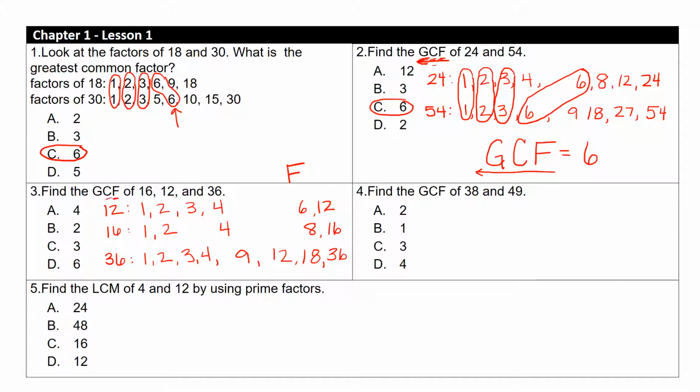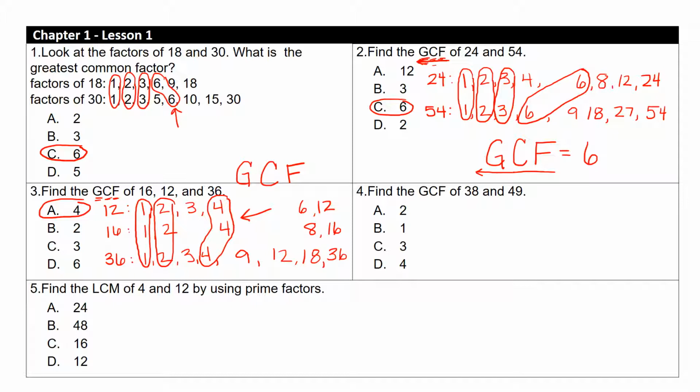Now we have to circle the ones they have in common. They all have a 1. They all have a 2. They all have a 4. Now, if 2 of them have a number, that doesn't count. They all have to have a number. So now we have C, circled the ones they have in common. Now, to earn the G, we have to figure out which one is the greatest of the ones we circled. And in this case, it is the 4. So 4 is the greatest common factor for 16, 12, and 36.